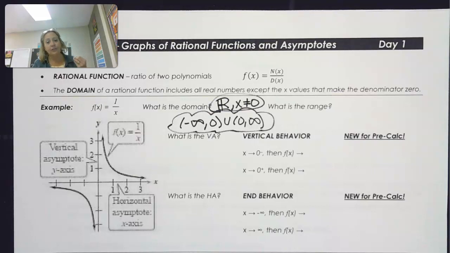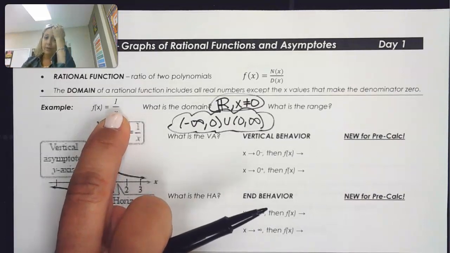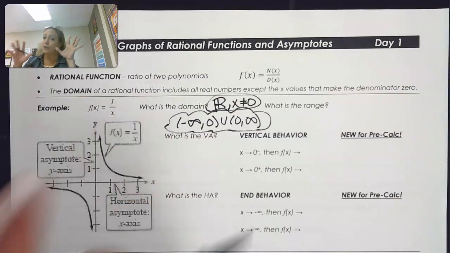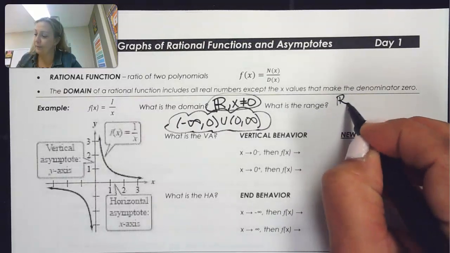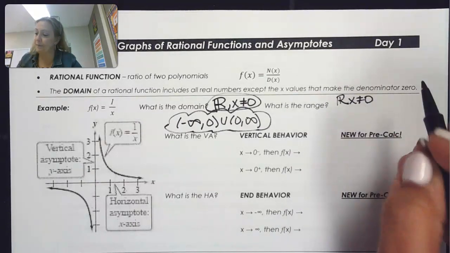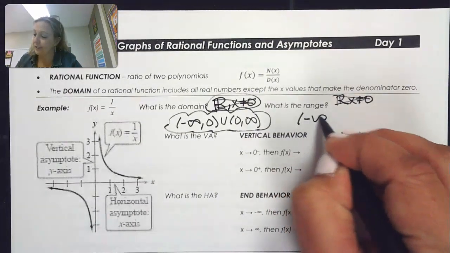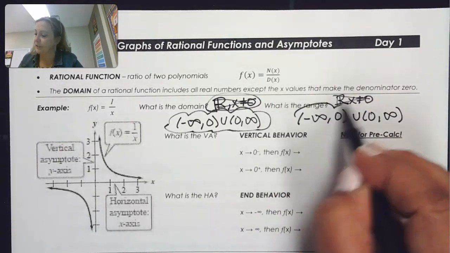Now, as far as the range goes, it turns out that the range also is going to be limited. The only way that our output could be 0 is if our numerator is 0. There's no way that this is ever going to be 0. So for this particular function, again, it's all real numbers such that y cannot equal 0. But again, we're not going to write it this way. We're going to write it in interval notation. Again, negative infinity to 0 in union with 0 to infinity.